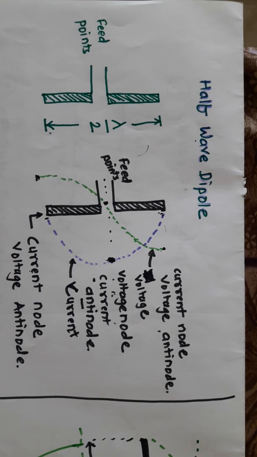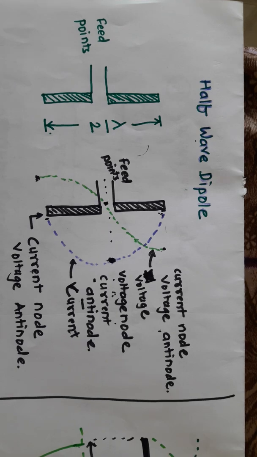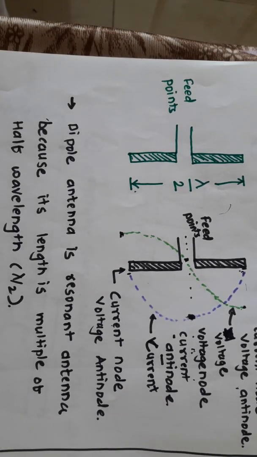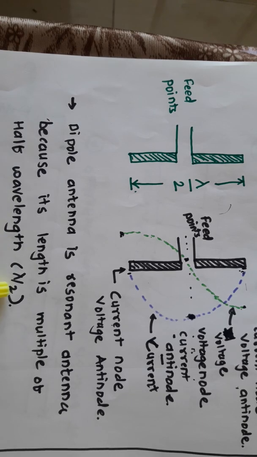it comes under the category of resonant antenna, because we already discussed resonant and non-resonant antennas. And while describing the resonant antenna, we said that if the length of the antenna is a multiple of lambda by 2, then it is nothing but a resonant antenna. So this dipole antenna is also a resonant antenna because its length is a multiple of half wavelength.